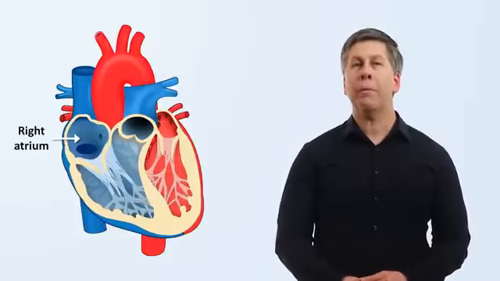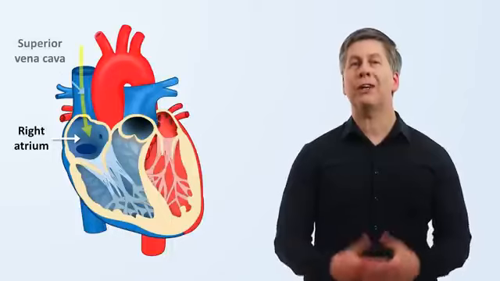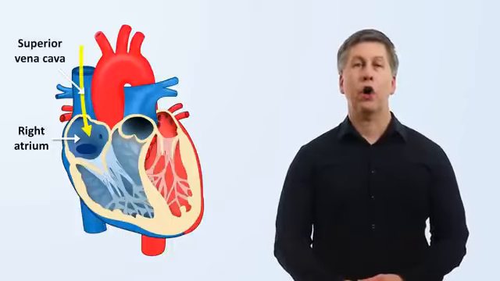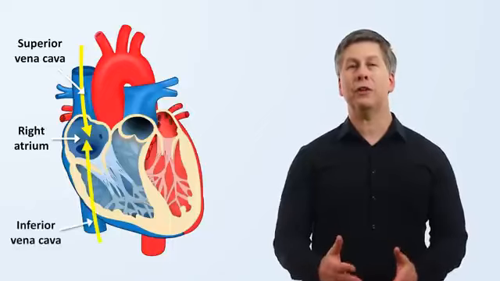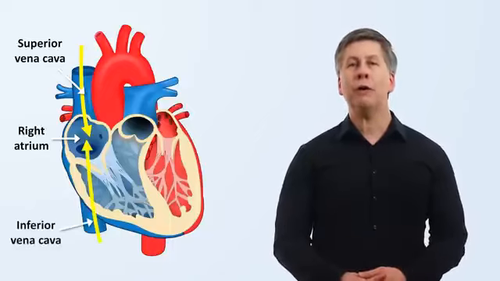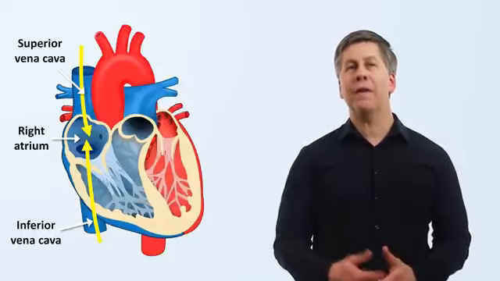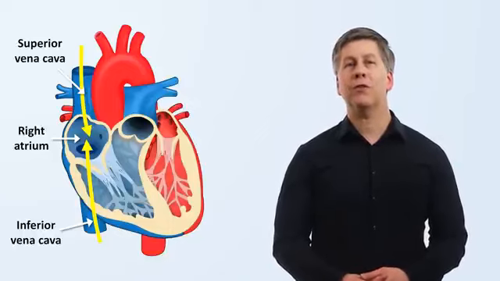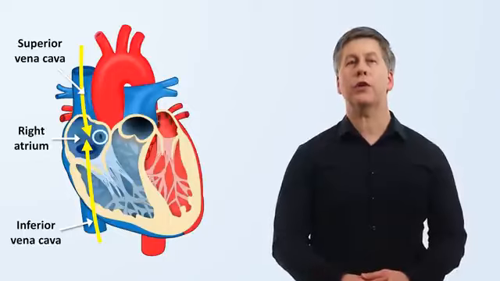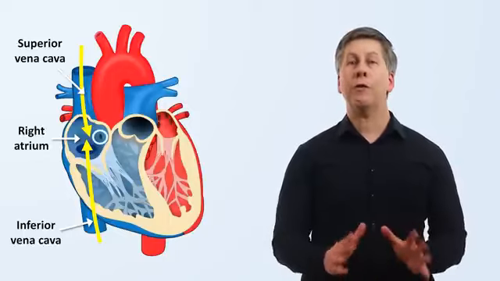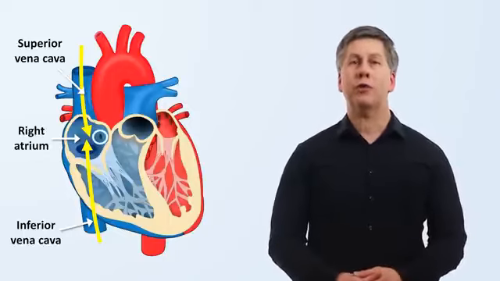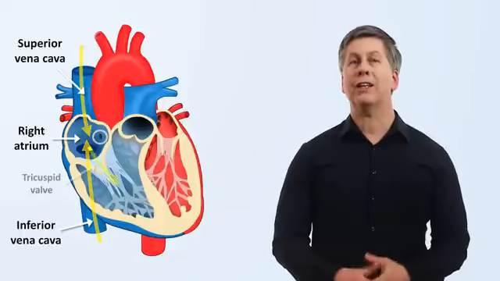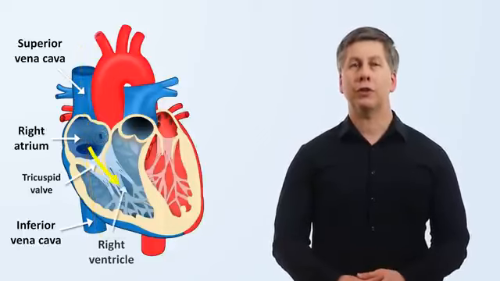All blood returning from above the diaphragm enters via the superior vena cava. All blood returning from below the diaphragm enters via the inferior vena cava. And most blood returning from the heart muscle itself enters the right atrium via this much smaller vessel called the coronary sinus. From the right atrium, blood travels through a valved opening called the tricuspid valve into the right ventricle.